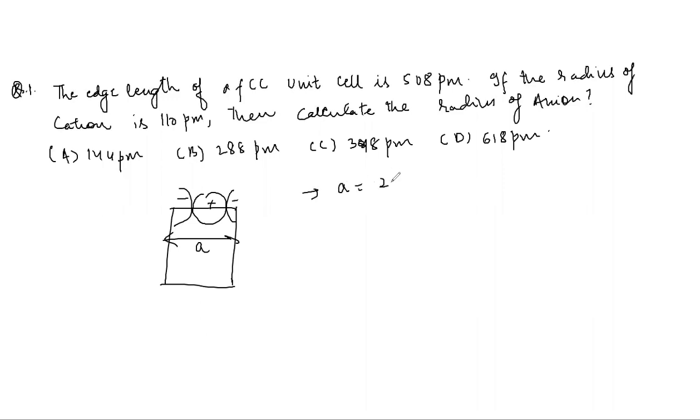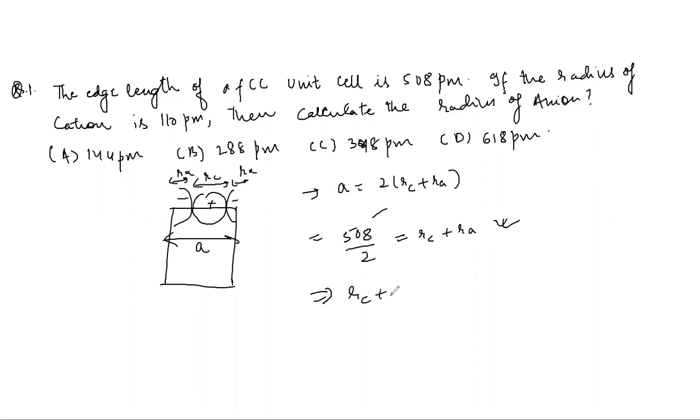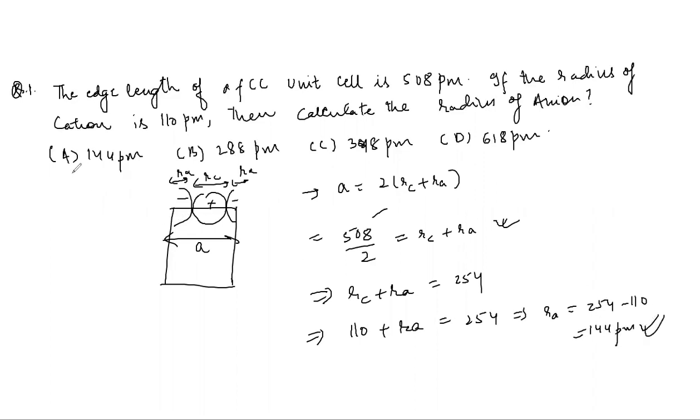So if we write a, it becomes 2RC plus 2RA. How? This is 2RC, this is RA, and this is RA. So a becomes 2RC plus 2RA. We have been given a, so RC plus RA will be a by 2. If we calculate RC plus RA, it is 254. Now RC is given as 110, so RA is 254 minus 110, that is 144 picometer. So the correct response for this question is option A.